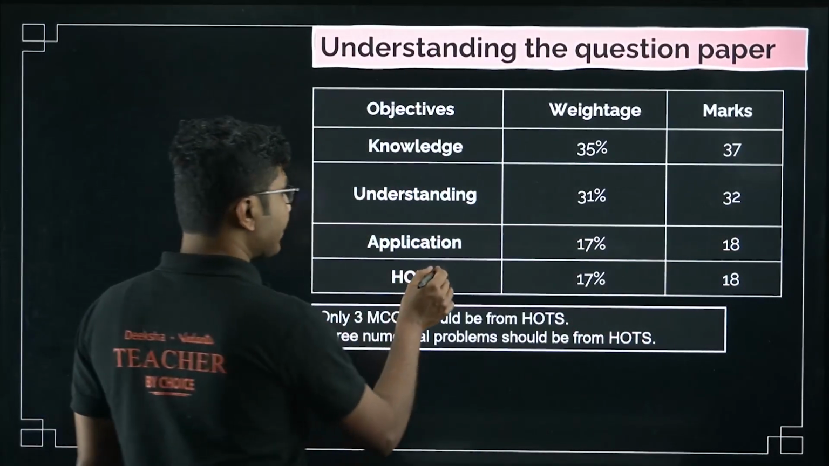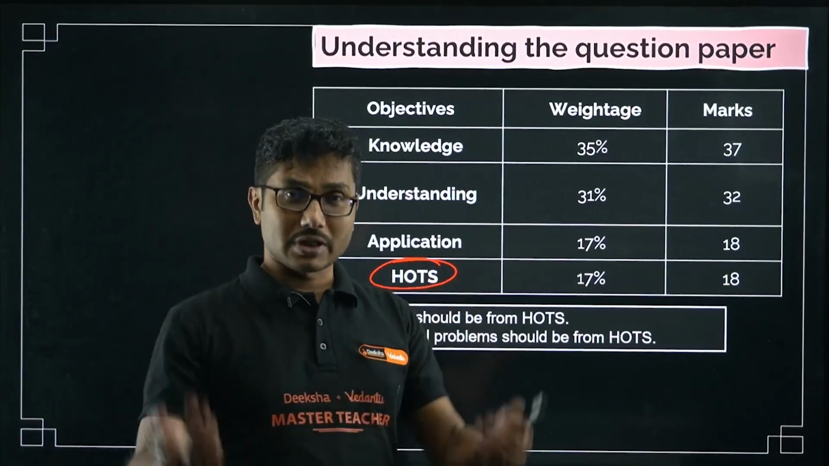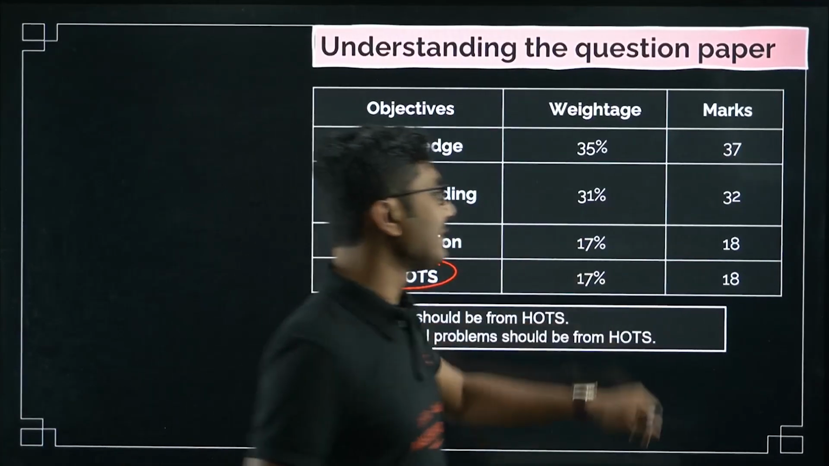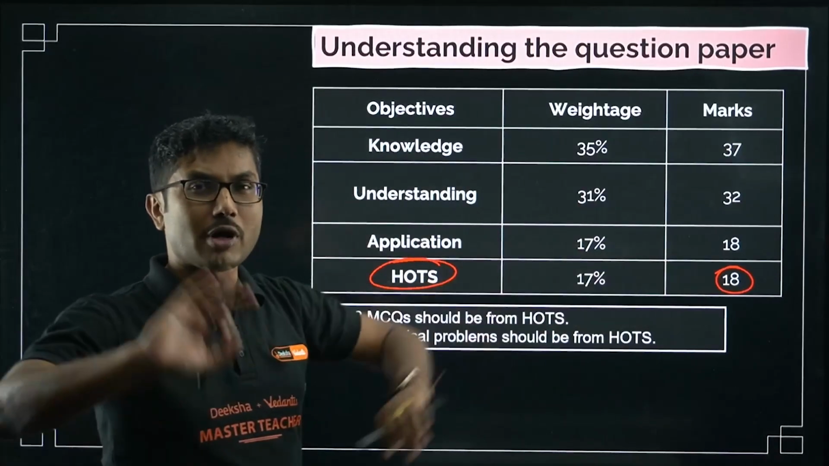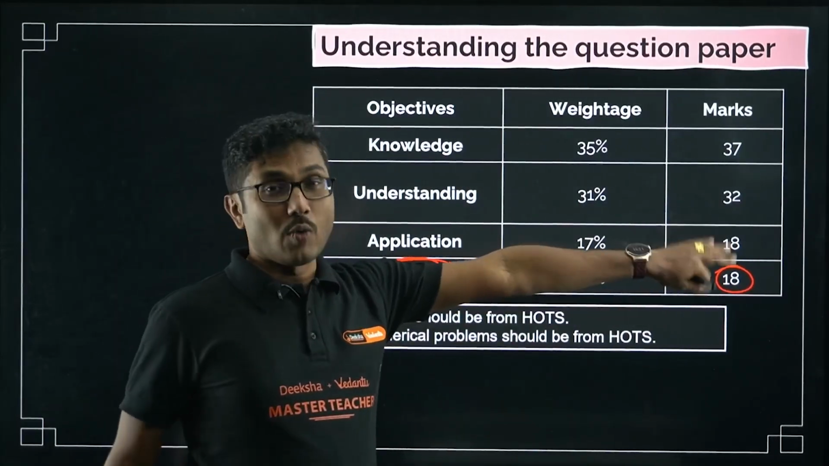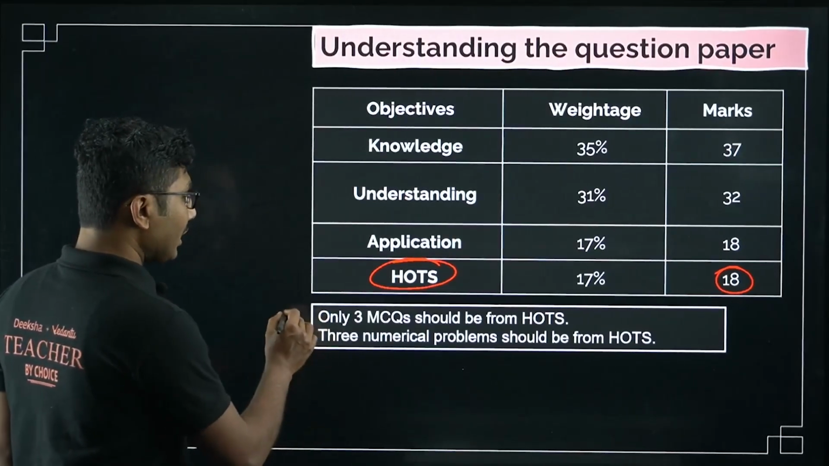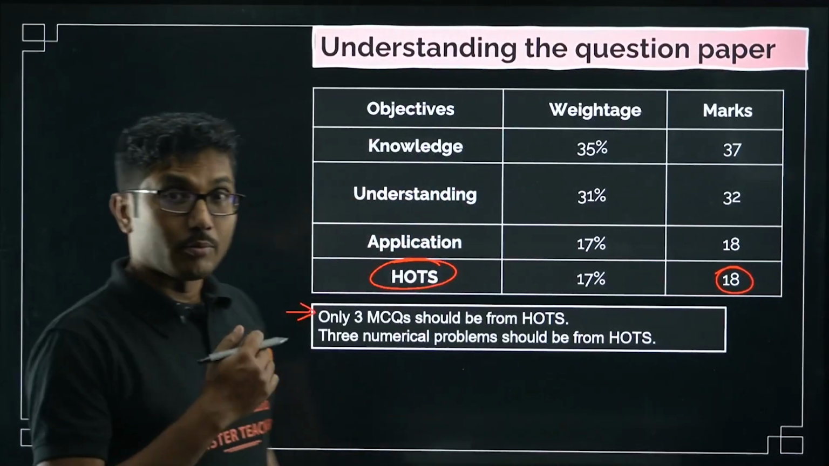Now HOTS questions, very important. All the students are saying, sir, I am struggling with HOTS. So HOTS questions are only 17%, that is 18 marks. And you do not have to answer all the 18 marks. First let us understand what are all the 18 marks. Only 3 MCQs should be from HOTS. This is from your blueprint guideline.